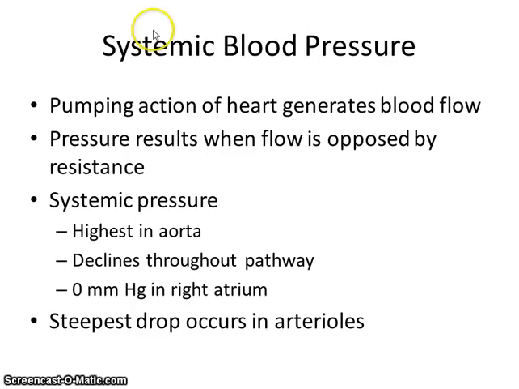So now let's talk about measuring blood pressure. Your systemic blood pressure is the pressure generated by the left side of your heart pumping blood out to the body. It's highest as soon as it leaves the heart in the aorta, and decreases the whole way through the pathway until you're back to right around 0 in the right atrium.